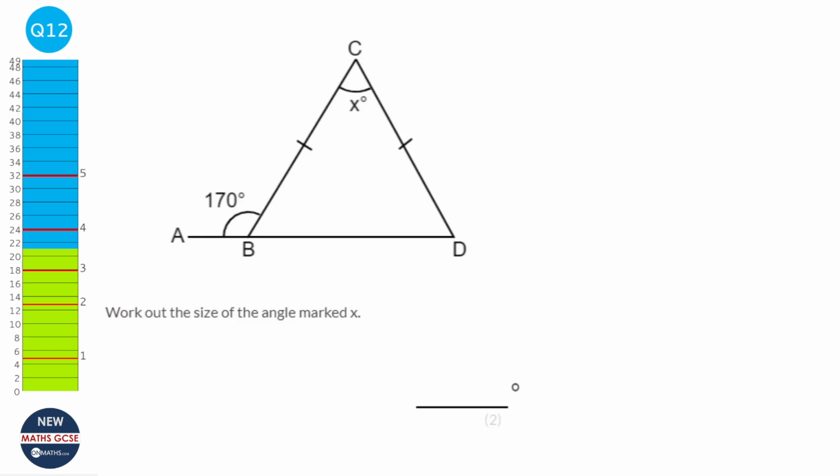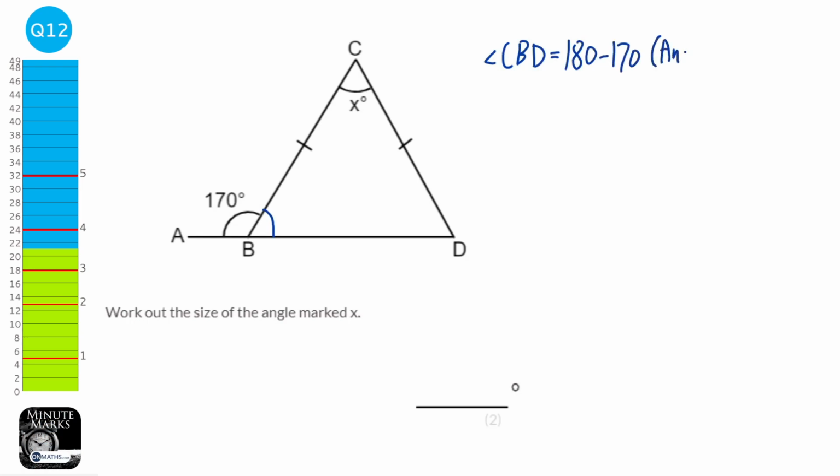The first thing we need to do is work out what angle CBD is. So we're looking for angle CBD. And that's going to be 180 take away 170. And the reason being is it's angles on a straight line. Angles on a straight line add up to 180. So that's going to be 10 degrees. So this will be 10 degrees.